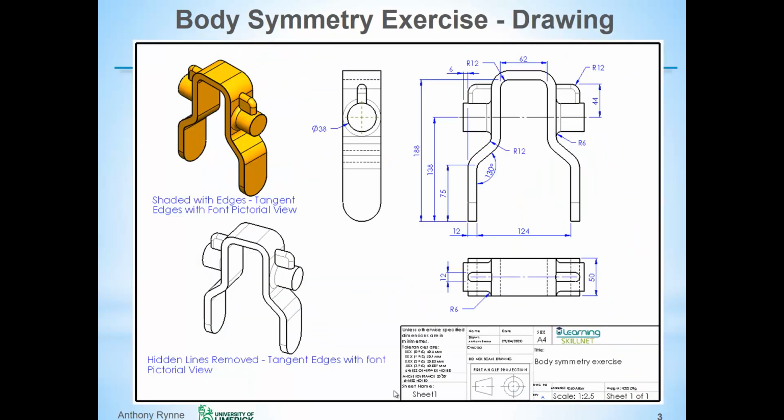Here's the working drawing of the component if you're following along and modeling this yourselves. You can use this as a check for your dimensions. And on the drawing here, I have shown the tangent edges here on the end view and on the front view, whereas I've omitted them on the top view for clarity. On our shaded view here, we see tangent edges, and also here on the hidden lines removed view. So let's go and model this now in SolidWorks.